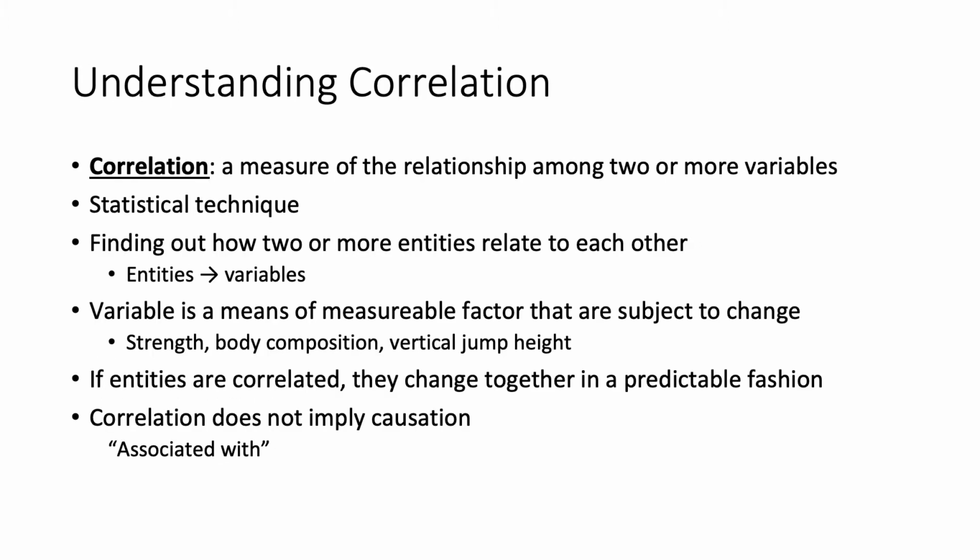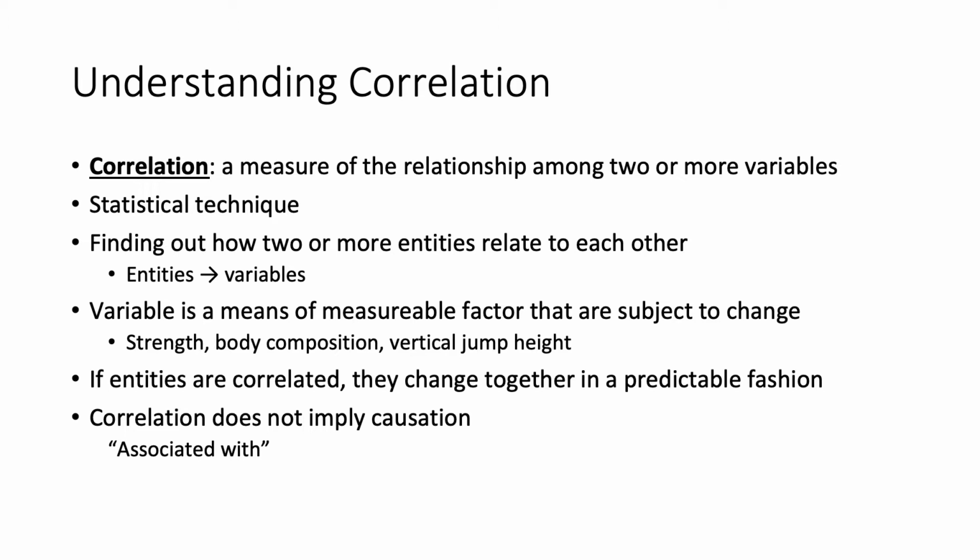Correlation is a statistical method which measures the relationship among two or more variables. Really though, correlation is finding out how two or more entities relate to each other. In research, entities are called variables, where a variable is a means of measure factor that are subject to change. The variables in your research study will depend on the question you're trying to answer. So some examples of variables are strength, body composition, and then vertical jump height.